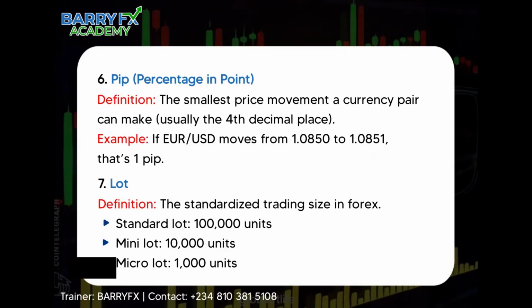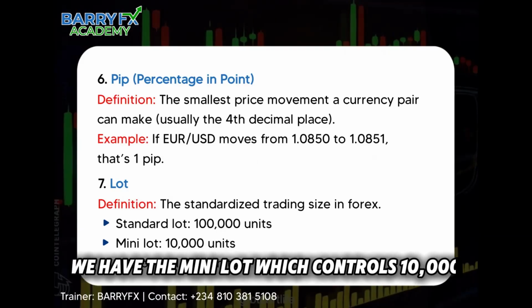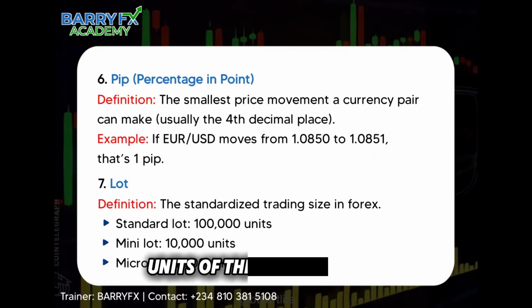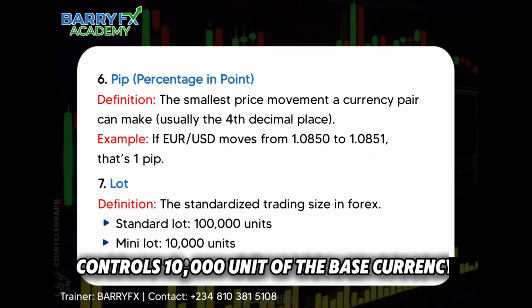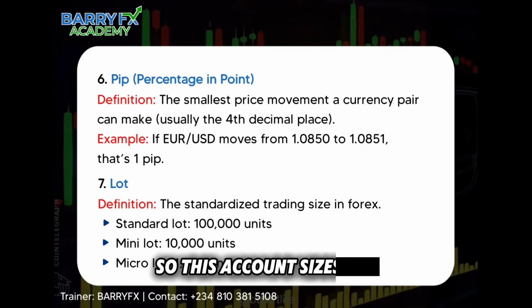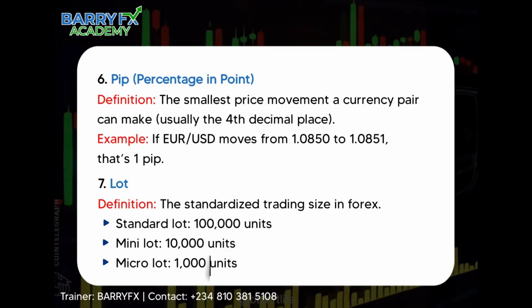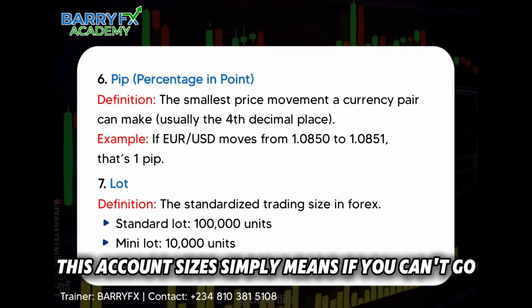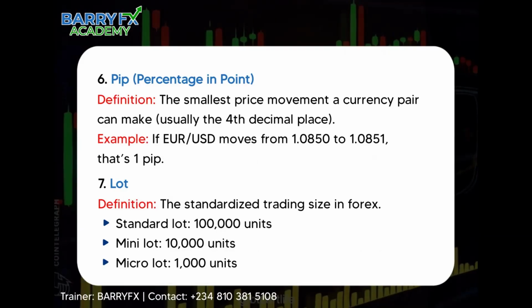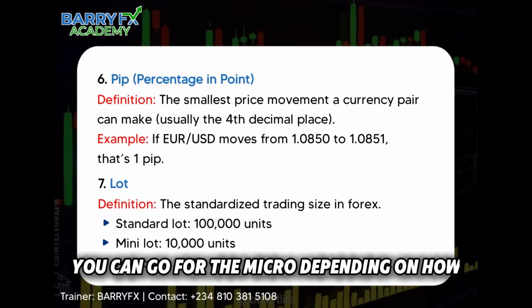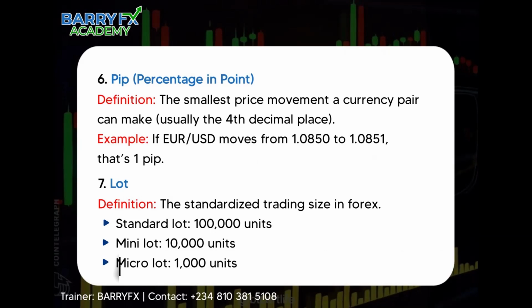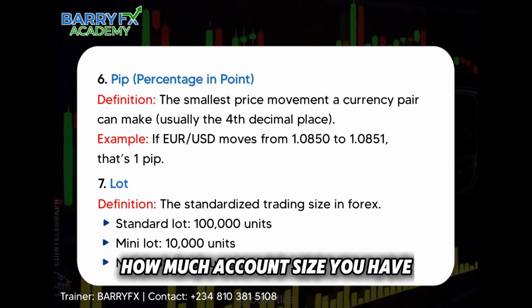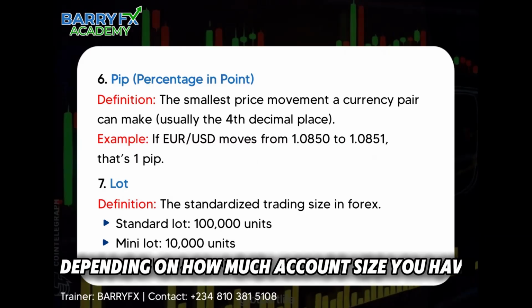So secondly, we have the mini lot, which controls 10,000 units of the base currency. So with these account sizes, it simply means if you can't go for the standard lot, you can go for the mini lot. If you can't go for the mini lot, you can go for the micro, depending on how much account size you have.